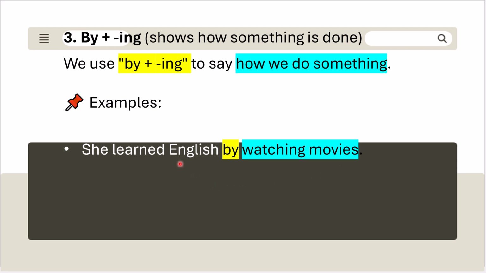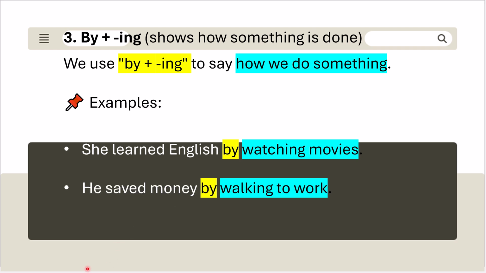She has learned how to speak English, or she knows English, but how does she know English? By watching movies. Next one, he saved money by walking to work. How did he save money? By walking to work. So instead of going in a taxi or other means of transport, he saved the money by going to work on foot. So he saved money by walking.